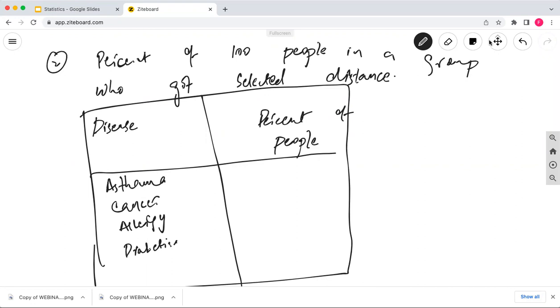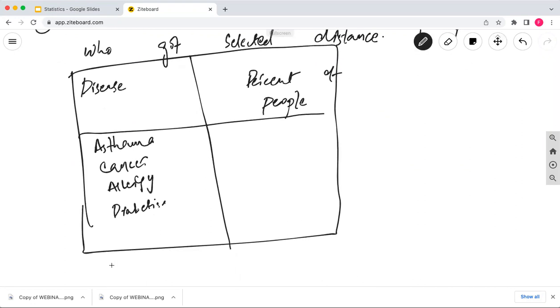Any other disease? Just tell me the name of any disease. COVID. Oh, yes, how can I forget COVID? Okay, for example, we have these 5 diseases, and the percentages are 15%, 2%, 5%, 10%, and 3%.